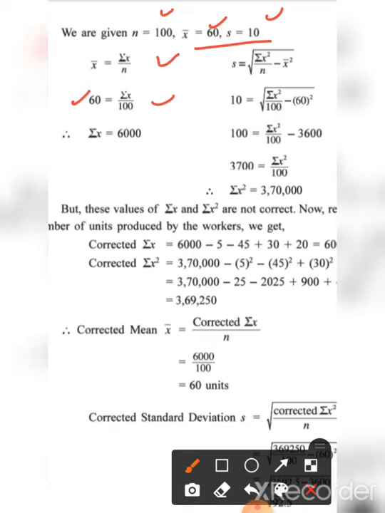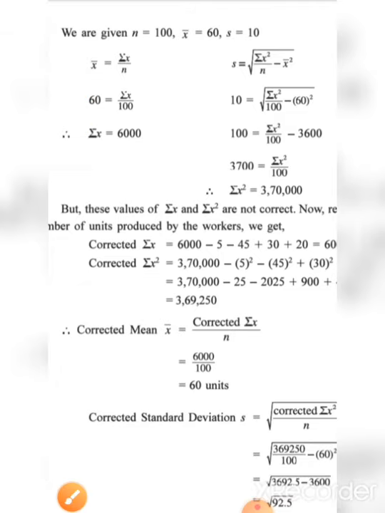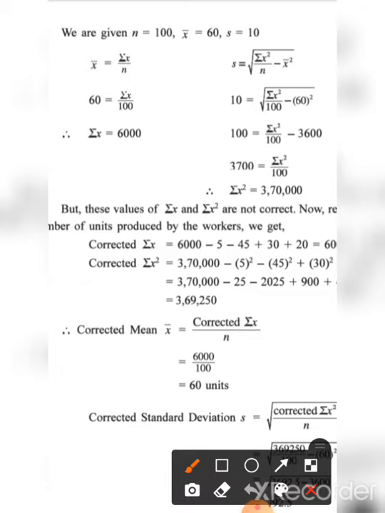100 you will take onto the other side of the equal to sign, so your incorrect sigma xi is 6000. 6000 is your incorrect sigma xi, right? Similarly, come to the formula for standard deviation, because standard deviation is also given to you. So standard deviation, now you know the formula.